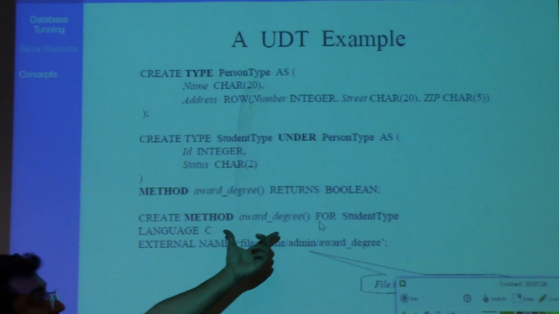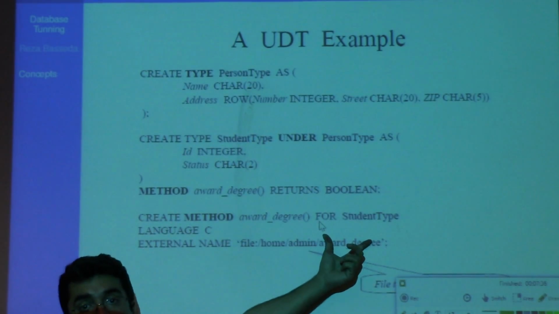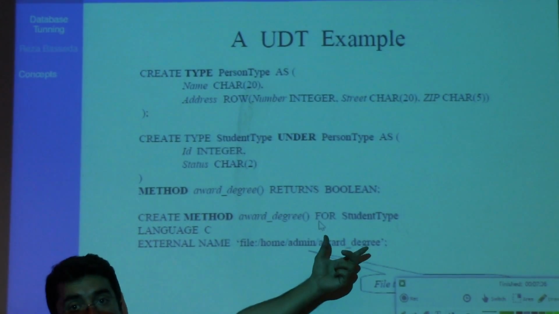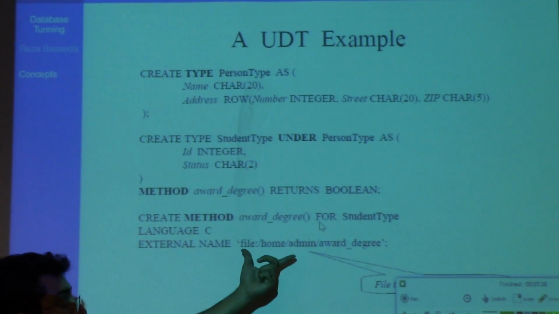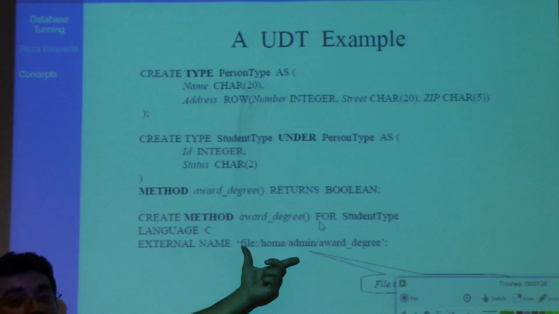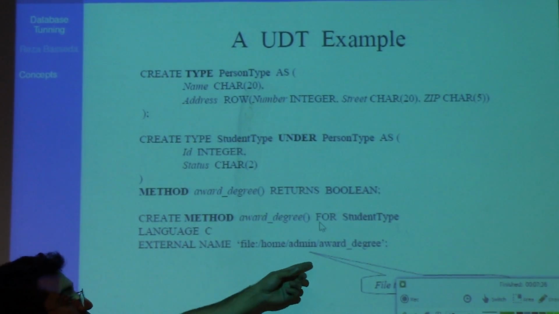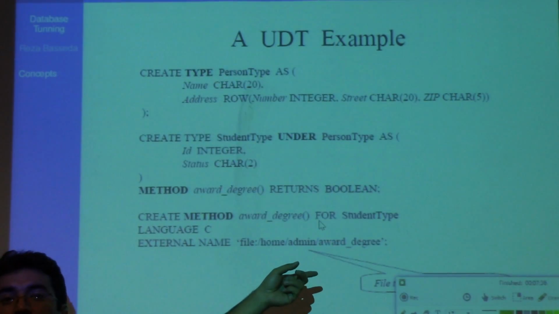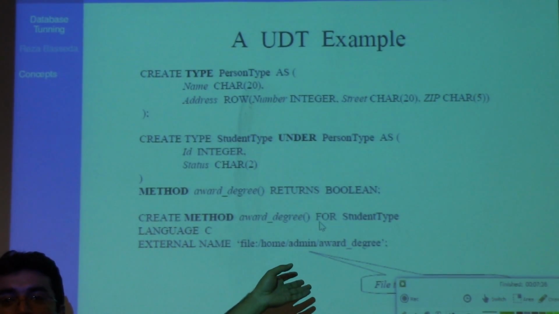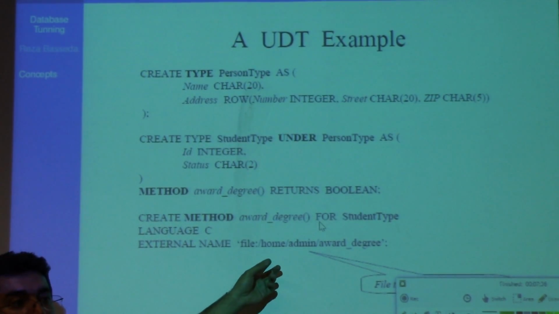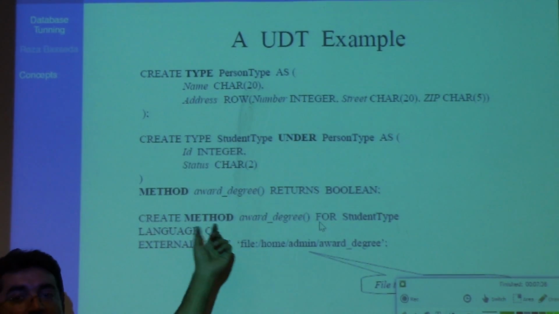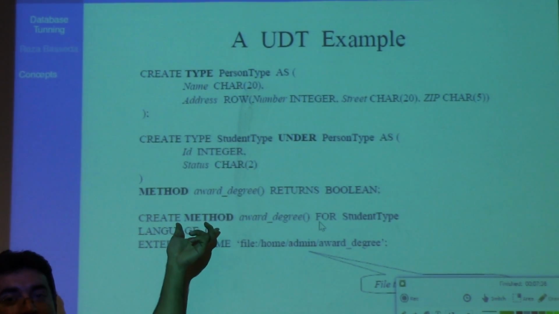Create method. This is the name of the method, for which type? Student type. Then the language. What is this? This is the address for the binary code of this method. Where is the binary code? It is in this file. What is the language of the binary code? C.